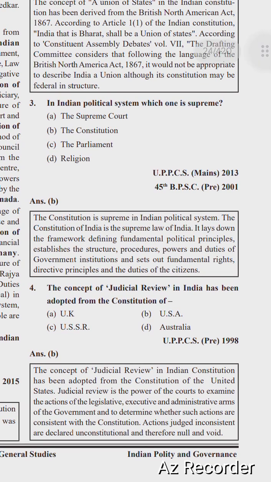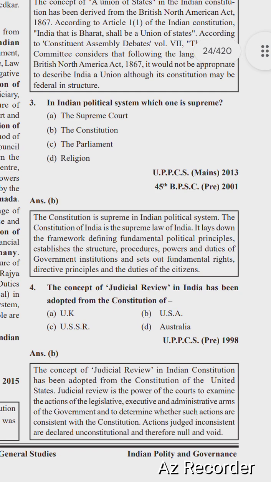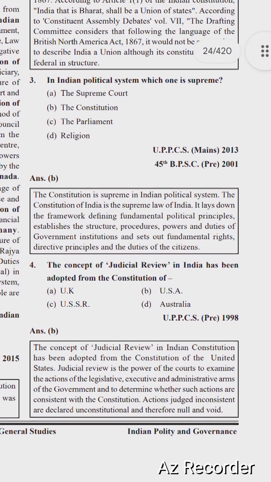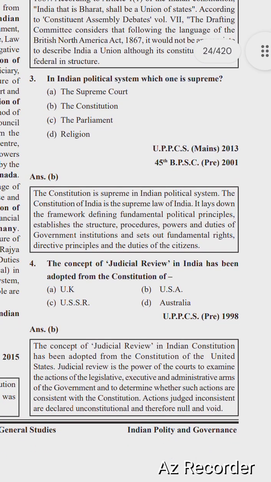So the Constitution is supreme in the Indian political system. The Constitution of India is the supreme law of India. It lays down the framework defining fundamental political principles, establishes the structure, procedures, powers and duties of government institutions, and sets out fundamental rights, directive principles and the duties of citizens.